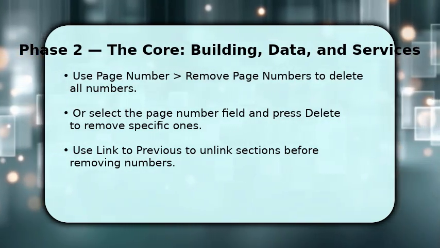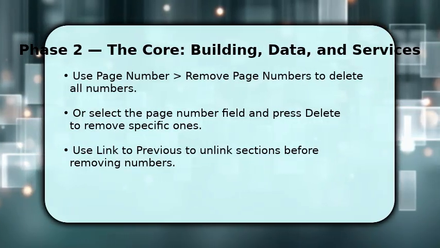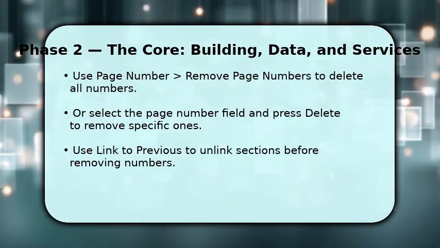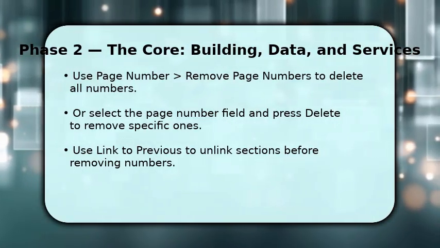For a blanket removal, choose page number, then remove page numbers. Word deletes fields across the document. If you need precision, click a number in the header/footer and press delete to remove just that instance.